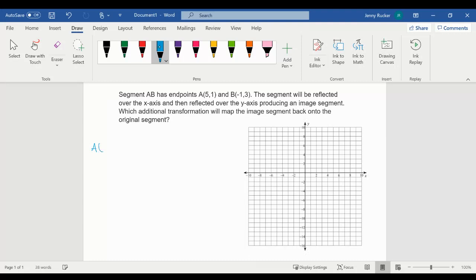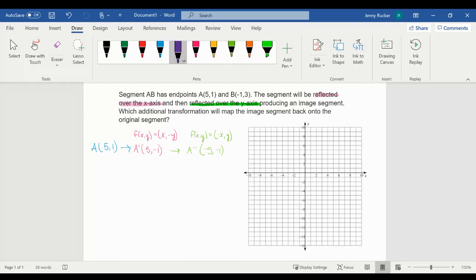So A is currently at 5, 1. When it reflects over the x-axis, which is our first transformation, that function rule is f(x, y) equals (x, opposite of y). So A prime will become 5, -1. And then we are going to reflect over the y-axis. So that function rule is f(x, y) equals (opposite of x, y). So that will become A double prime at -5, -1.